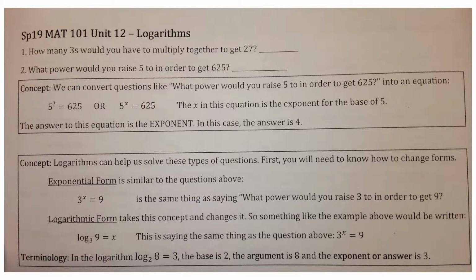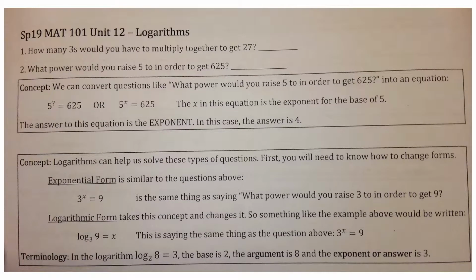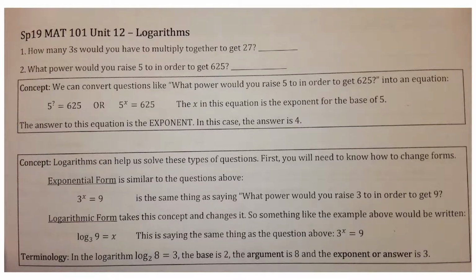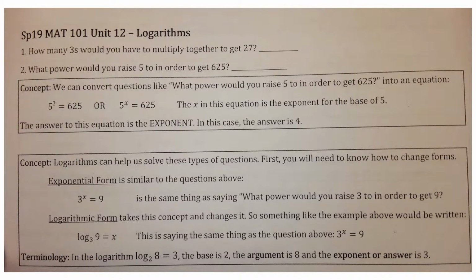In this lesson, we're specifically talking about solving equations with the variable in the exponent. Our first problem is how many 3's would you have to multiply together to get 27? So we're not looking at an equation yet. We just want to think about this concept of the base being 3 and how many times you would have to multiply that 3 together to get another number.